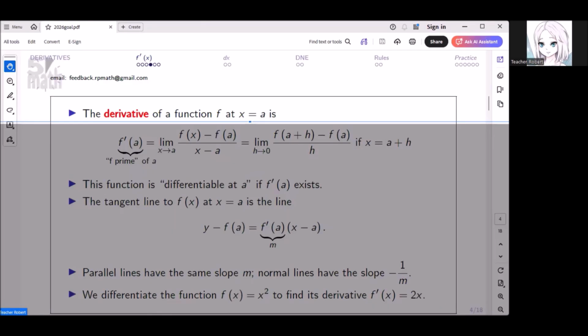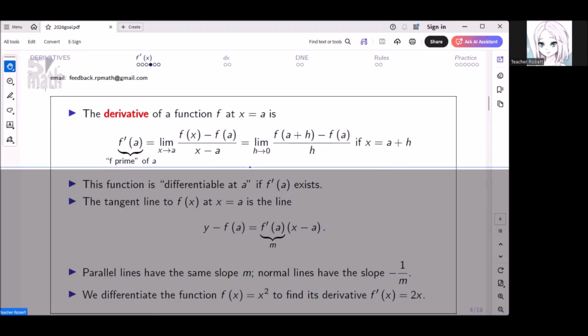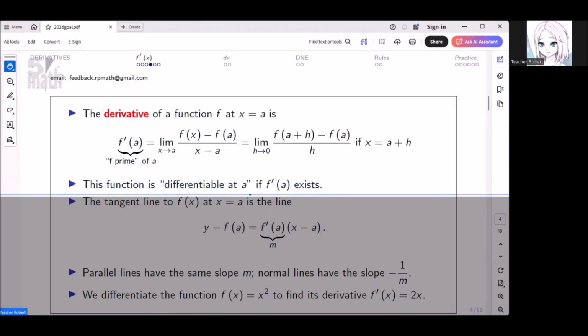The derivative of a function f at x equals a is f prime of a equals limit as x approaches a, f of x minus f of a over x minus a equals limit h approaches 0, f of a plus h minus f of a over h if x equals a plus h. This function is differentiable at a if f prime of a exists.